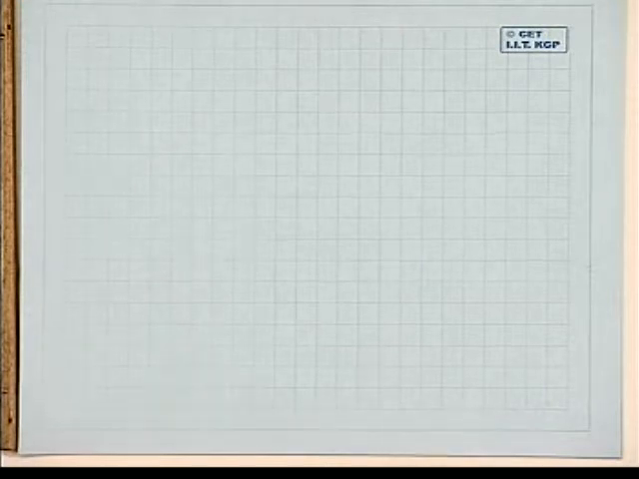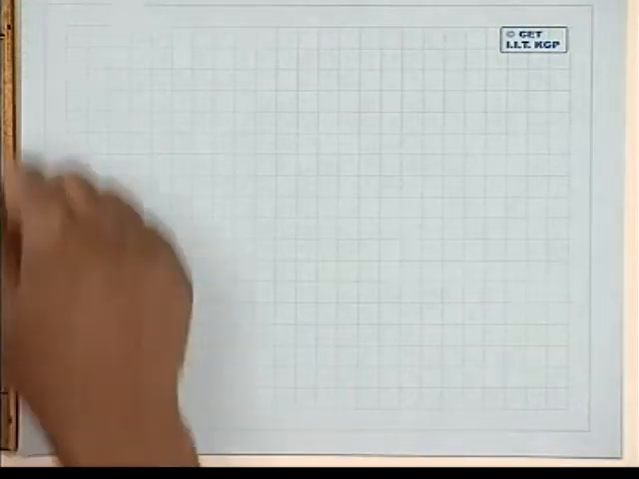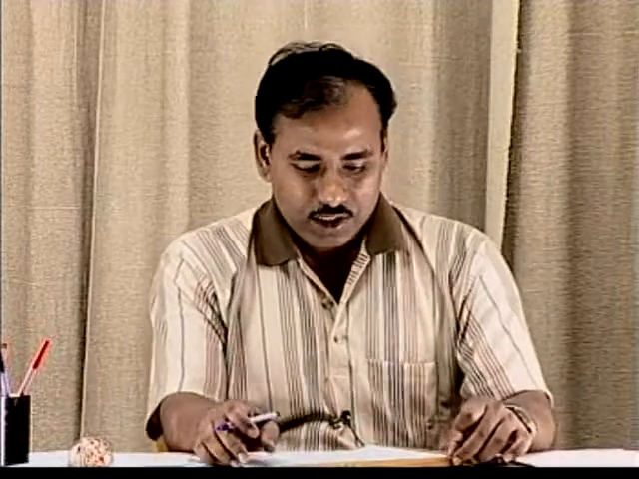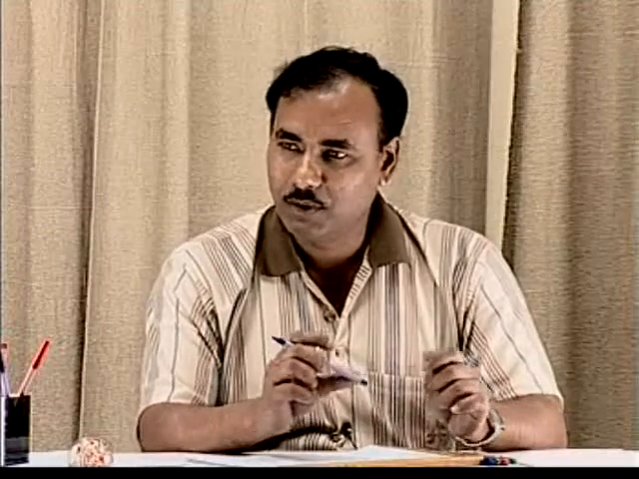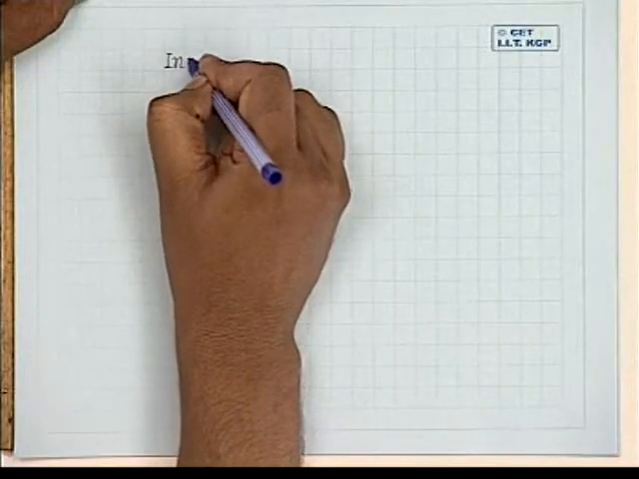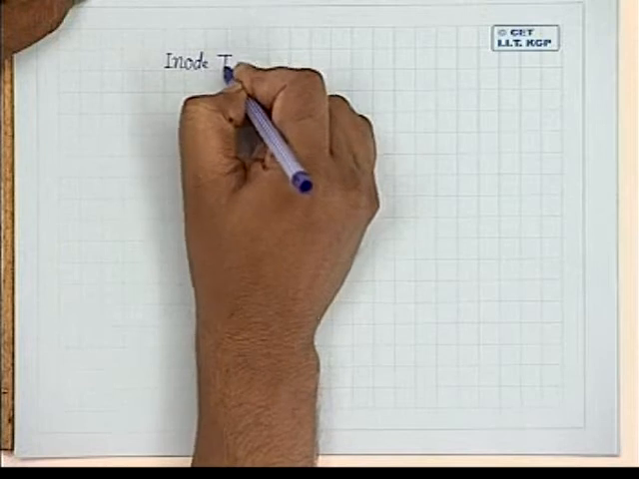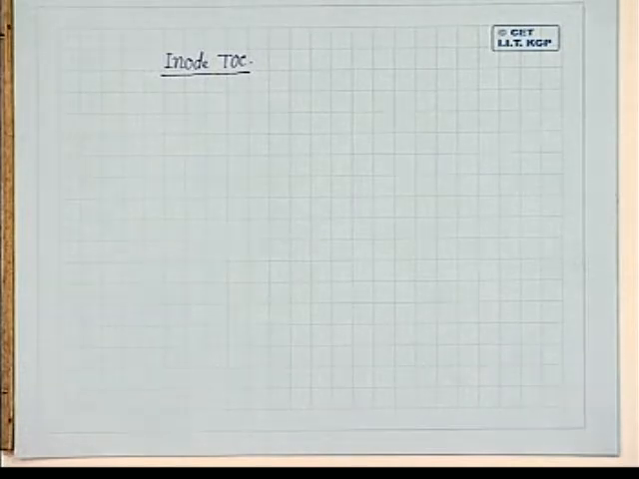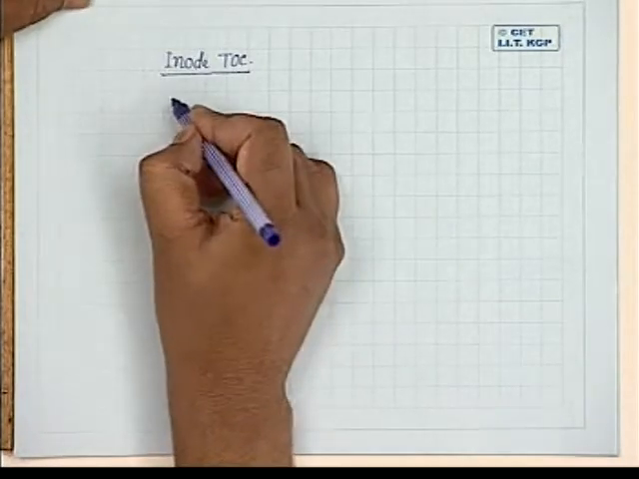Now, what is this inode table of contents? As we said, the inode table of contents contains the pointers to disk blocks which contain different pages or different parts of the file. So in case of Unix System V, and mostly that is followed, the inode table of contents has a particular format. So I'll put it as inode table of contents. The table of contents has got 13 entries.